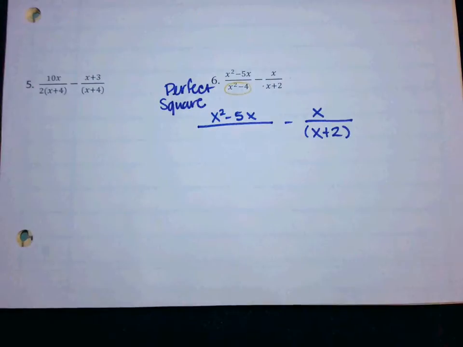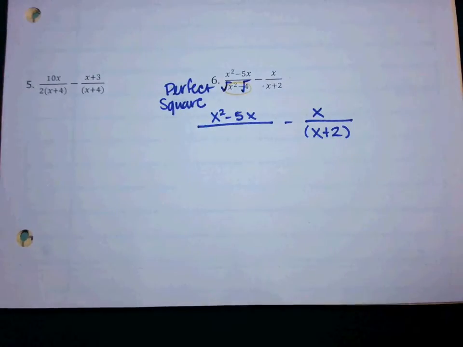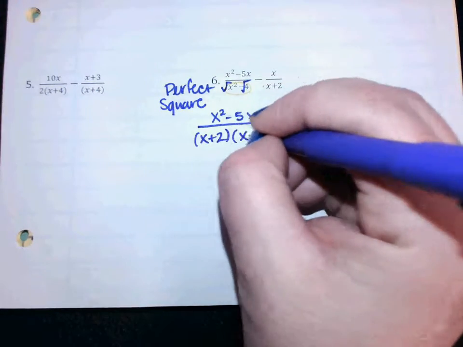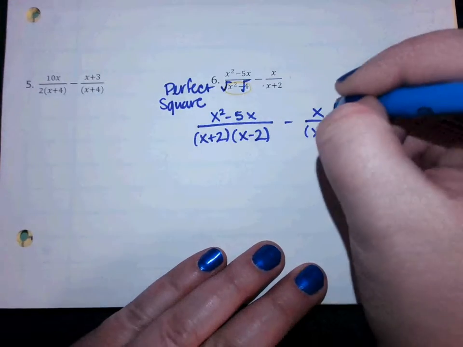Perfect squares, right? What's the square root of x squared? The x, right? And then what's the square root of 4? Plus or minus 2. So I'd have an x plus 2 and an x minus 2. Okay, then look at your bottoms. They already both have the x plus 2, but what does the second one need? It needs the x minus 2.